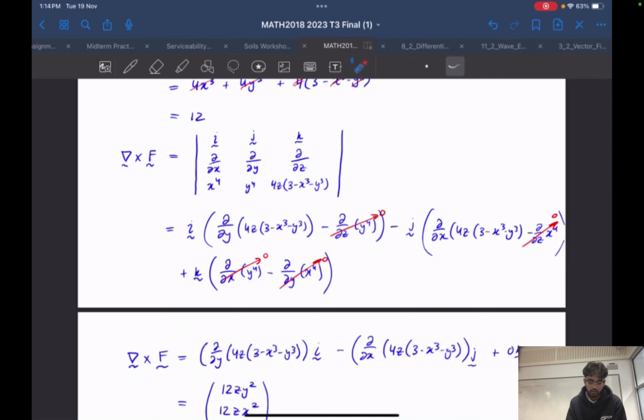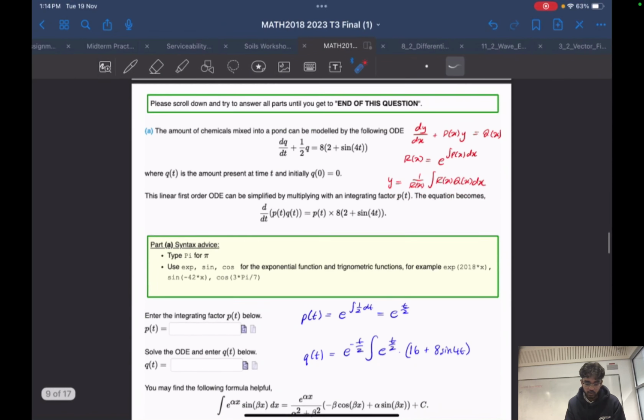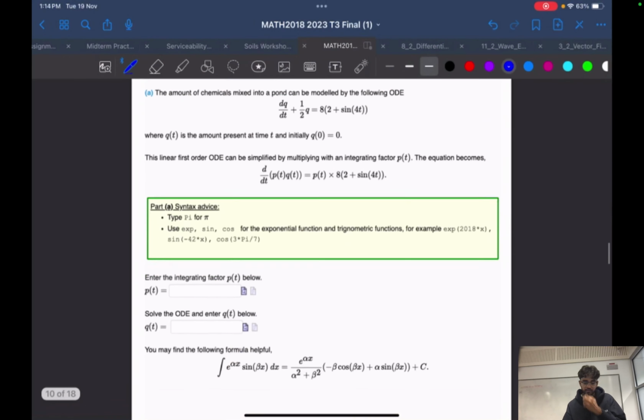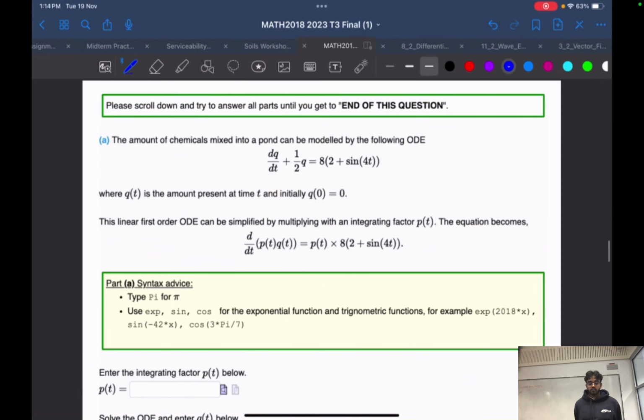Okay, next question. Let me go through this question now. So this is an ODE question. The amount of chemicals mixed into a pond can be modeled using the following ODE given here.